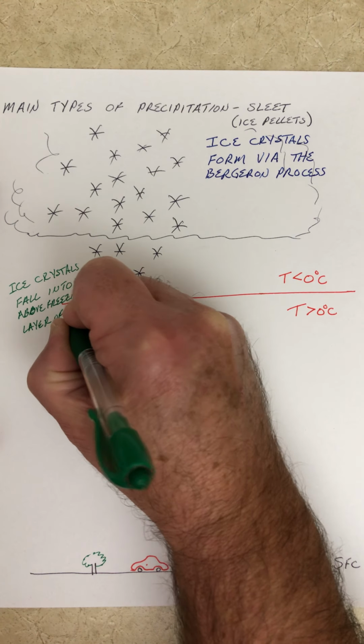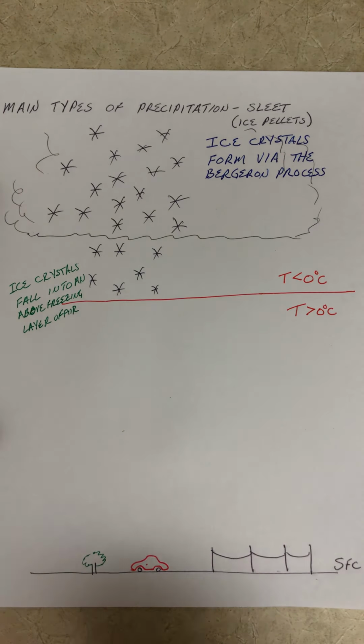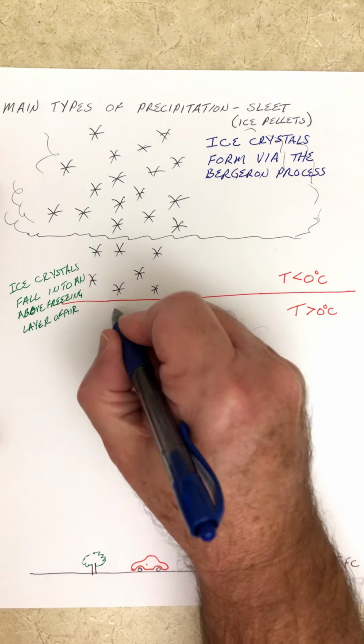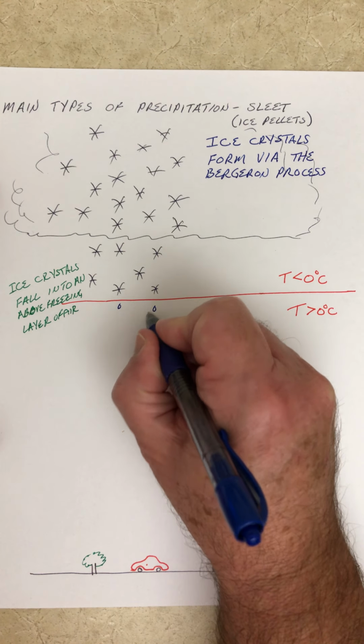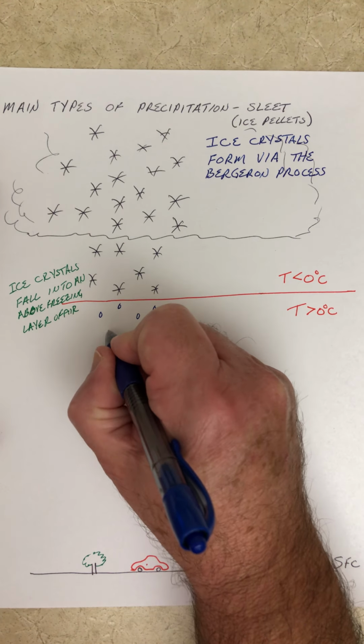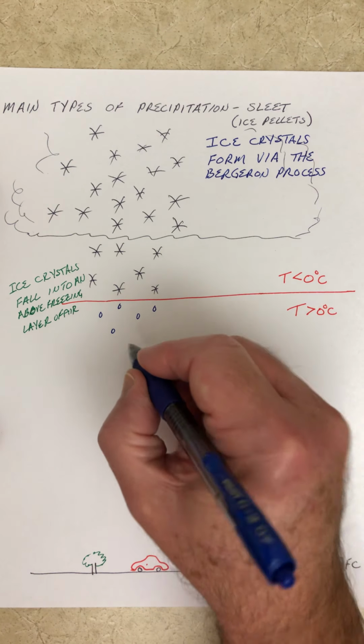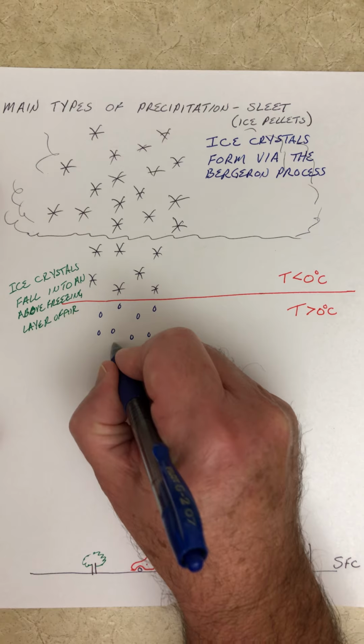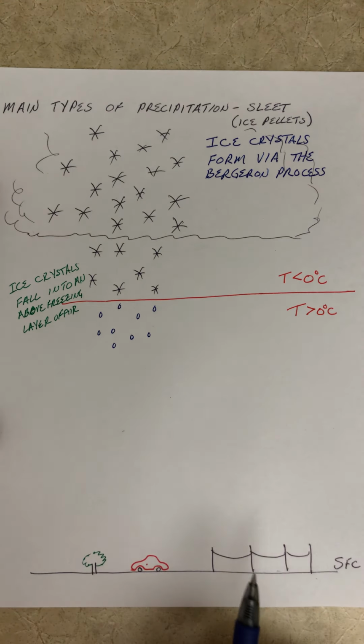Okay, and just like before, those ice crystals then are going to melt into raindrops. Okay, so again, this is pretty much how rain forms in the mid-latitudes. It often starts off as ice crystals and melts into raindrops.